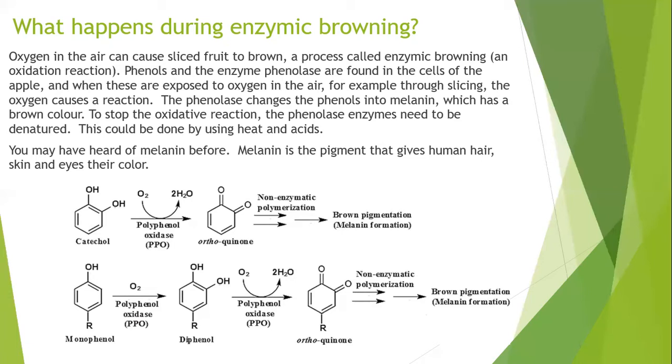So when the oxygen in the air causes the sliced fruit to brown, the process is called enzymatic browning. These are oxidation reactions. The phenolase changes the phenols into melanin, which has the brown color. You may have heard of melanin before. Melanin is a pigment that gives human hair, skin and eyes their color, basically a dark color.